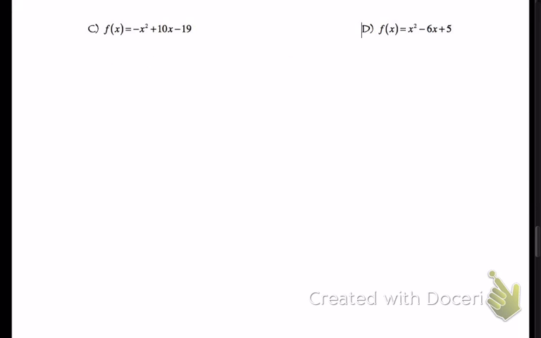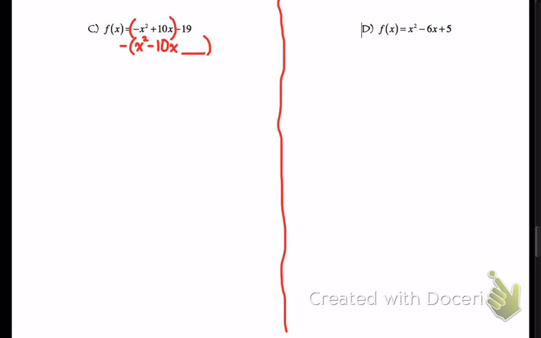Alright, I want you to try... Nope, not yet. Let's do one more together. Letter C, this is where it gets a little bit trickier because I have that negative out front. So, think about it. Again, same deal. Let's group those first two. With the grouping of those first two, hopefully you remember to factor out that negative. If I factor out the negative, the signs change. I'm just going to leave that negative 19 where it is.